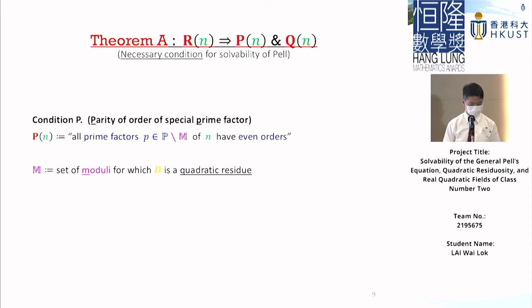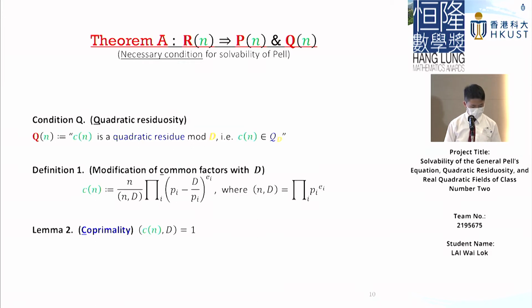I have just proved Theorem A: R implies P and Q, where P is a parity condition on the orders of prime factors of n modulo which D is a quadratic non-residue, while Q is a quadratic reciprocity condition on Cn modulo D. For C, defined in definition 1, an important property is that while n may not be coprime to D, Cn must be, as I proved in lemma 2.